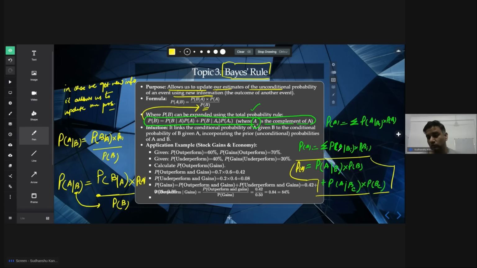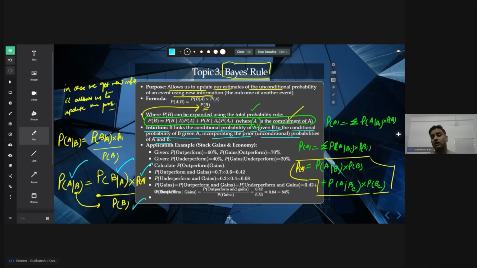If the condition is given to you, you can solve it by the total probability rule. If not given to you, you should also know that you can create a complementary condition of A. We'll see that in the live lecture. So basically, the intuition here is very interesting. It links the conditional probability of A given B to the conditional probability of B given A, incorporating the prior unconditional probabilities of A and B. Right now you might not understand, but when we solve numericals, you will realize you are linking the conditional probability of A given B, which is this part, to the conditional probability of B given A, which is this part, incorporating the prior unconditional probabilities, which are P of A and P of B.